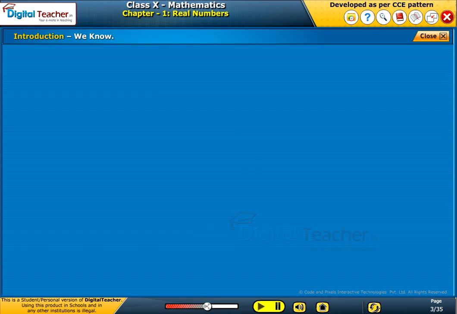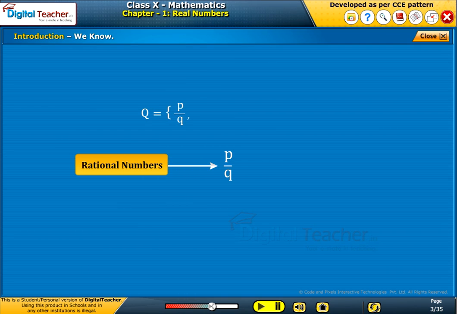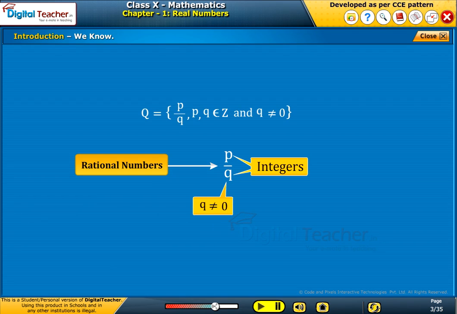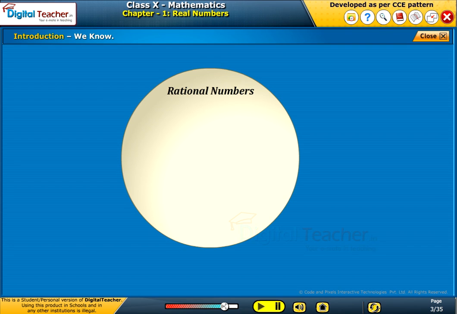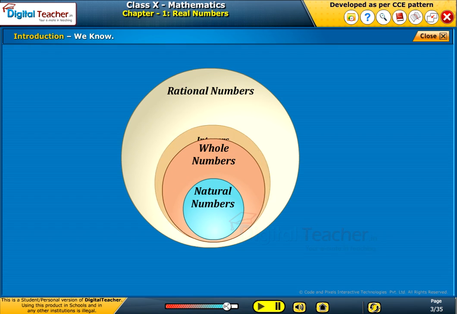Now, let us recall about rational and irrational numbers. Rational numbers are the numbers that can be expressed in the form of p by q, where p and q are integers and q not equal to 0. They are denoted by Q. Always, rational numbers are expressed by using terminating decimals or non-terminating repeating decimals. Examples of rational numbers are as shown on the screen. Finally, we conclude that rational numbers contain the set of natural numbers, whole numbers, and integers.